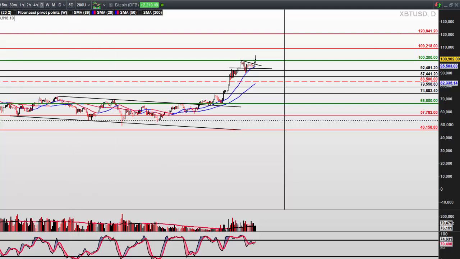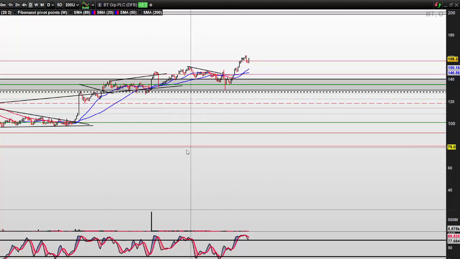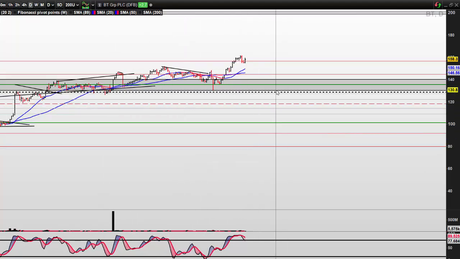Okay, right, stocks. BT has picked up. I talked to you about 130 back there in early November. And here we are, we've just recently tested 162. Any pullback now to 150 is potentially buyable on BT.